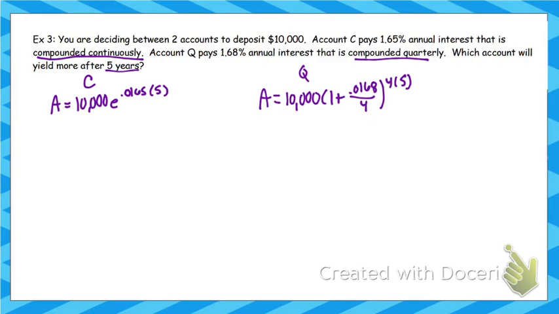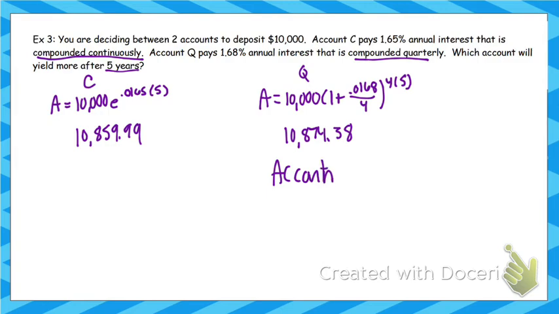So your variable's already by itself. Plug it in. I get 10,859.99 for account C. And I get 10,874.38 for account Q. So you can see we're going to get more money out of account Q. So even though the interest is not compounded as often, the higher interest rate does make a bigger deal.